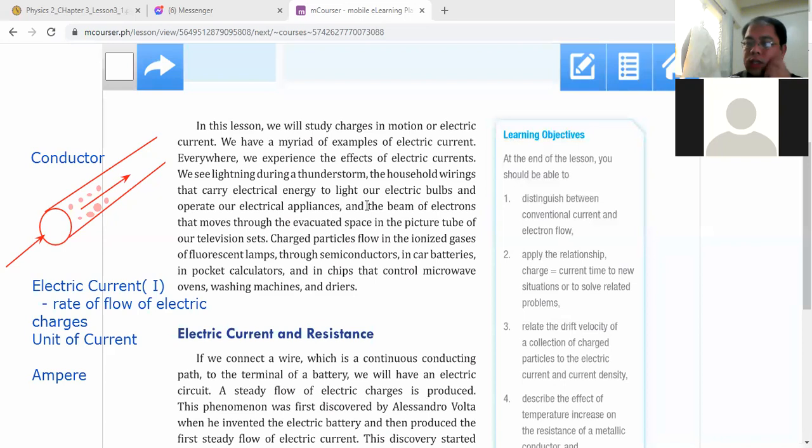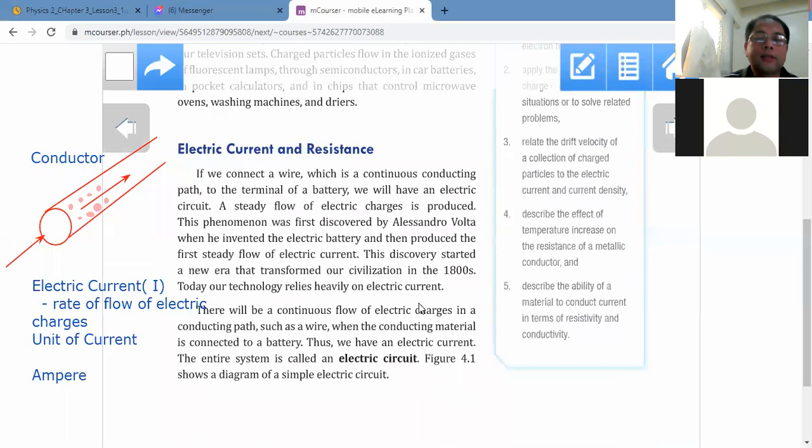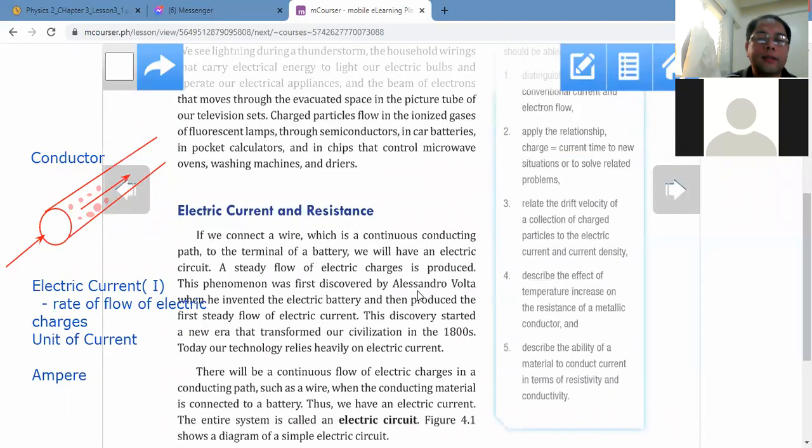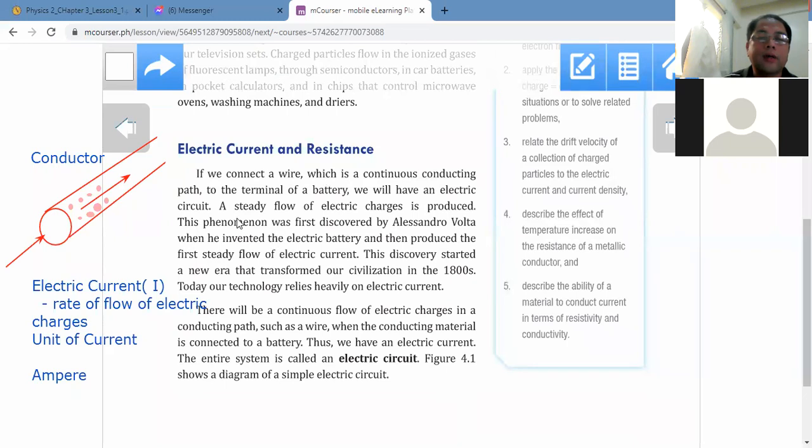These integrated circuits control your microwave oven. Maybe it also controls your car. But again, there has to be a flowing charge in these devices. So an electric current has to be done with a continuous flowing of charge. And this continuous flow of charges was probably possible when something like a battery was created.